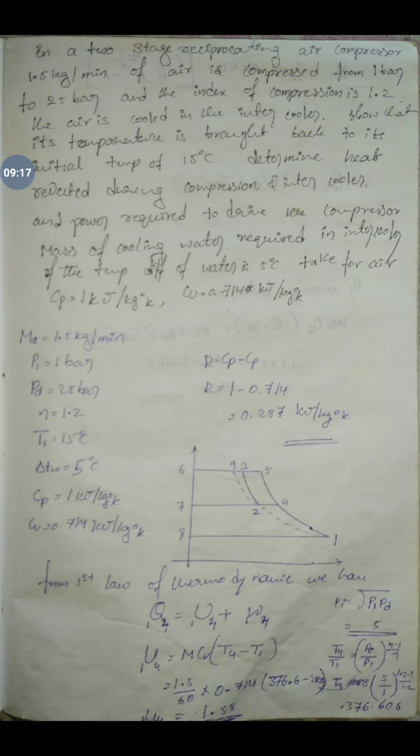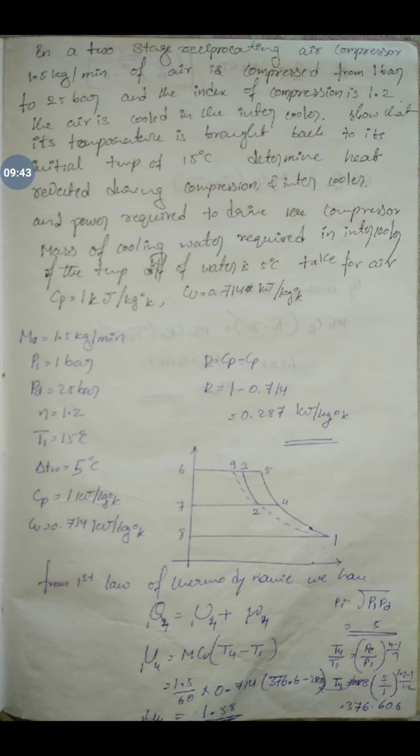So 1 to 4 is nothing but the adiabatic process. From the first law of thermodynamics, we know that heat supplied is equal to change in internal energy plus work done. So internal energy is nothing but mCv delta T for an adiabatic process. So U1-4 is nothing but mCv into (T4 minus T1). In the problem, he has given T1 as 15 degrees centigrade, so T4 has to be found out.